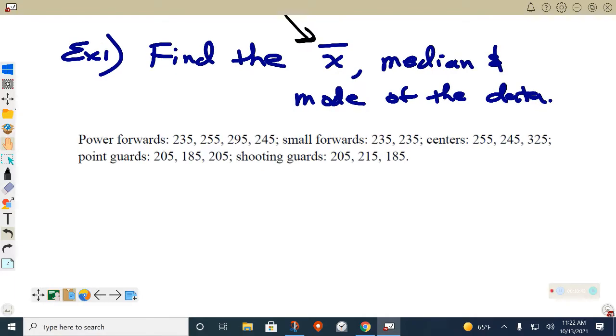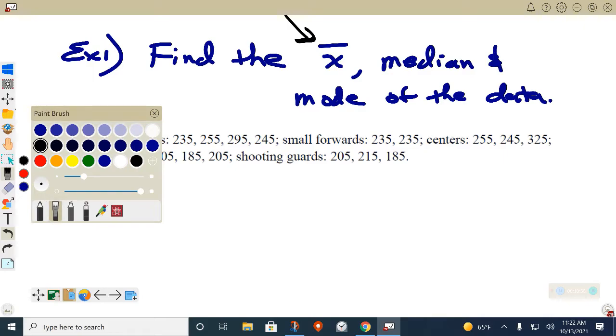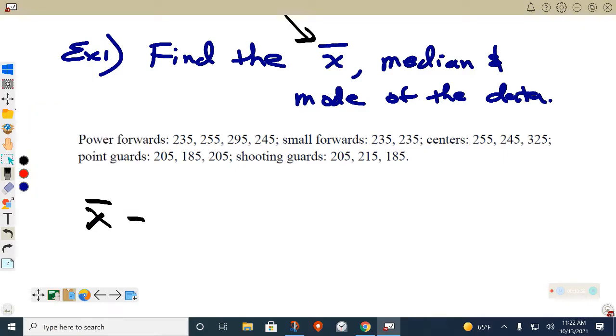Yeah, all 15 players. So what we're going to do now is find the center in 3 ways. We're going to find the mean, the median, and the mode of this data. Okay, here we go. The first thing I'm going to do is find x bar, the mean. x bar equals the sum of the data.